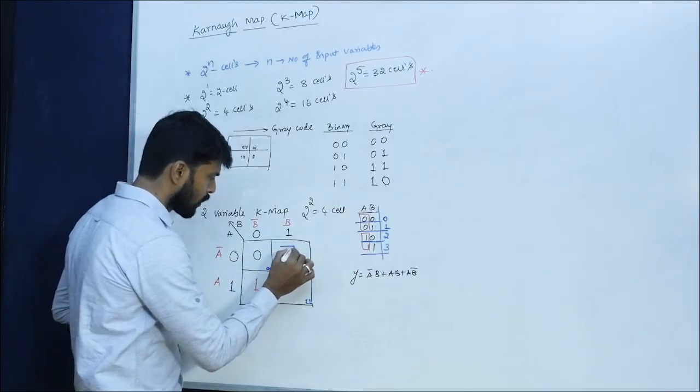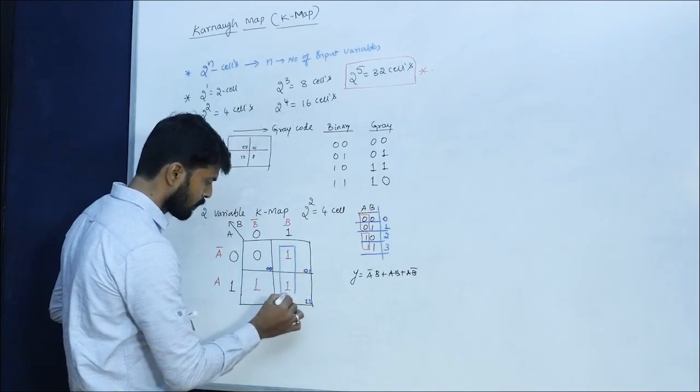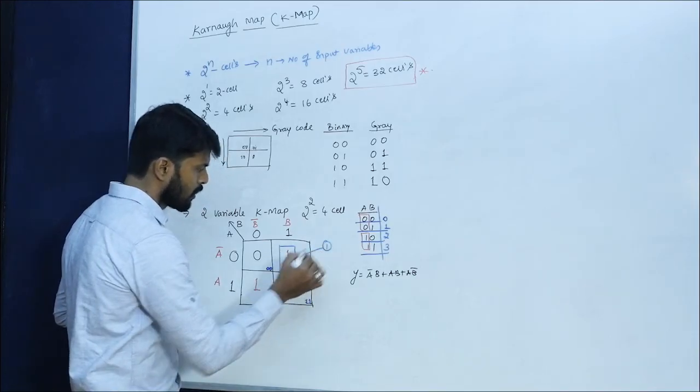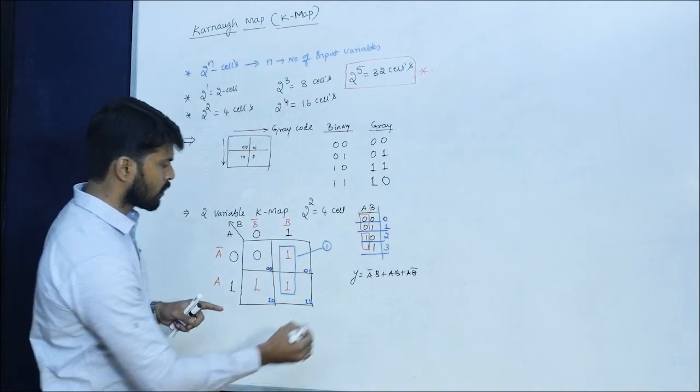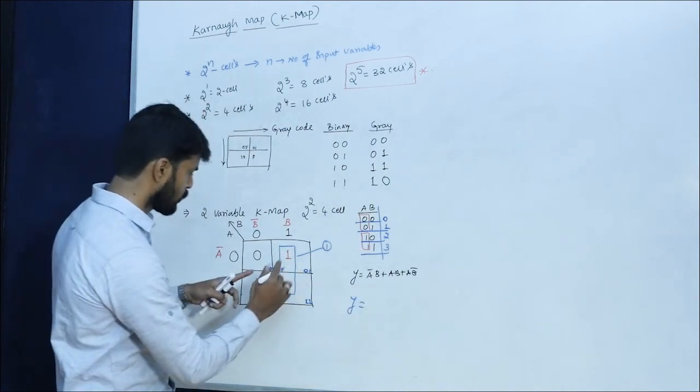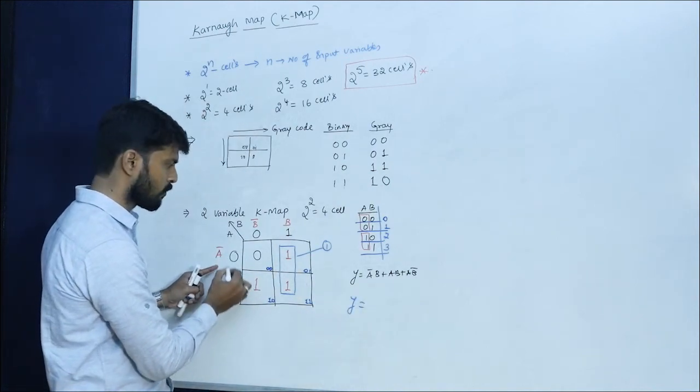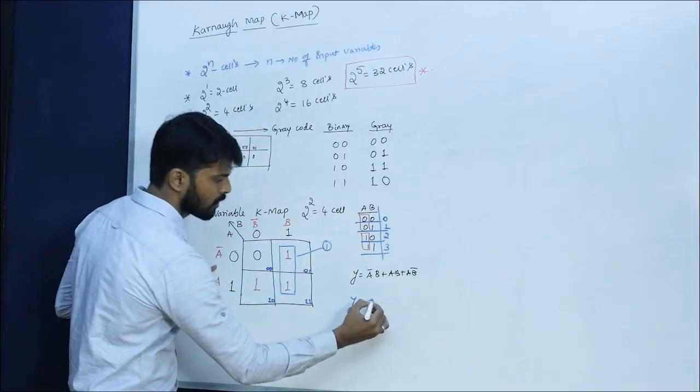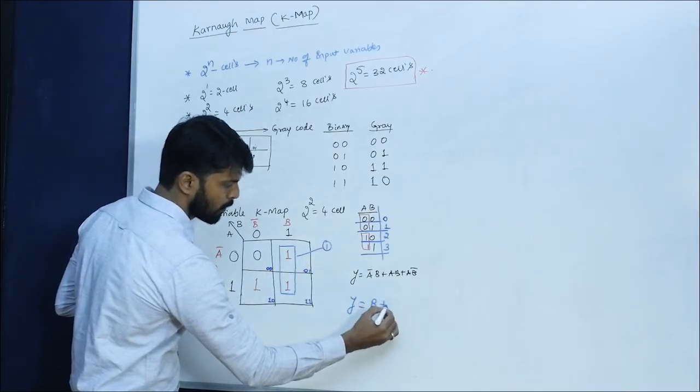So this is one group. This is my first group. So in this group, what is the equation? Y is equal to this group. A is changing, so that's why we shouldn't consider it, but B is constant. I will take the B. One group is over, plus.